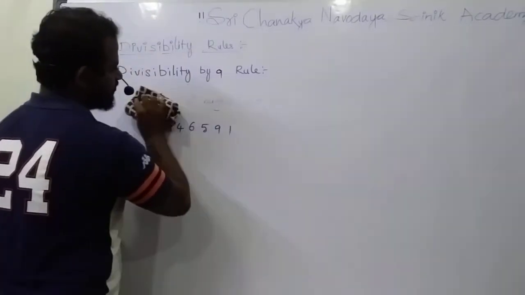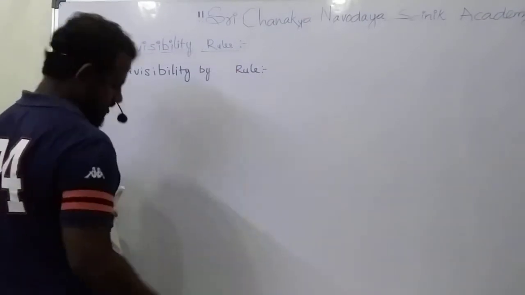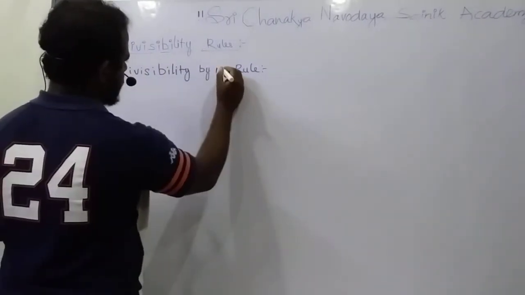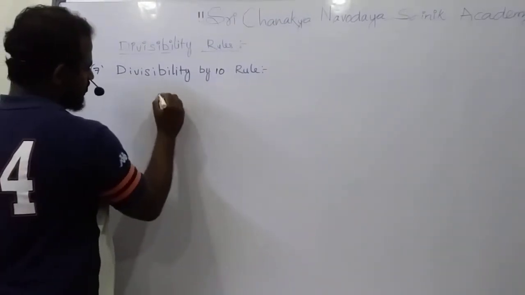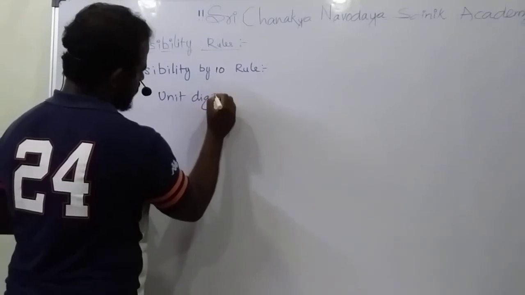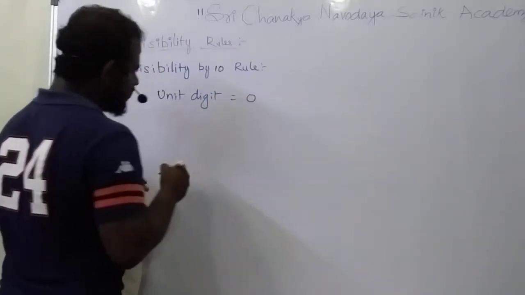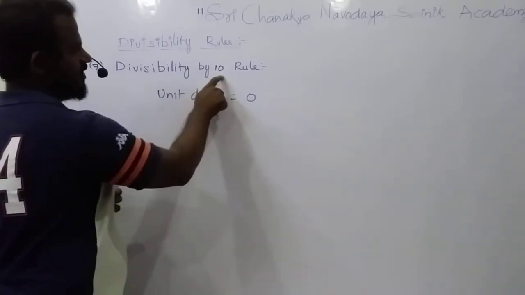The next divisibility rule is divisibility by 10. The criteria for the divisibility by 10 rule is, we will look at the unit digit. If the unit digit of the given number is 0, then we will say that number is divisible by 10.